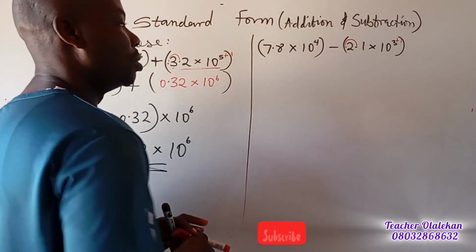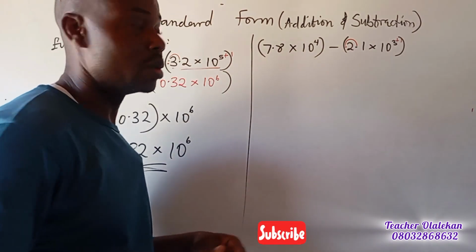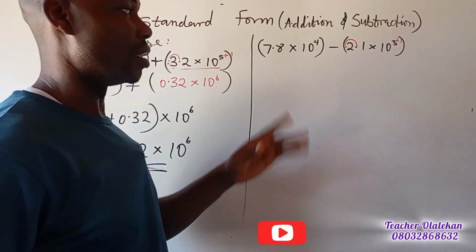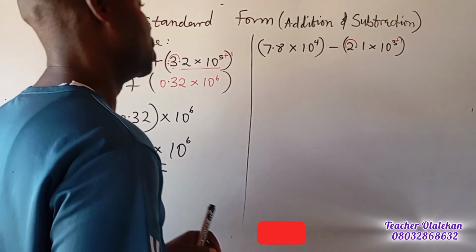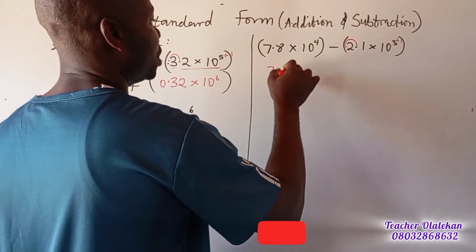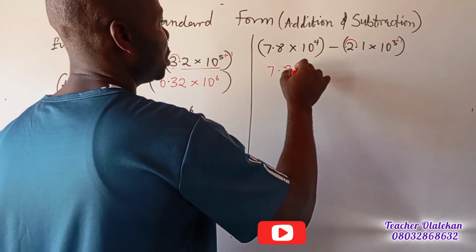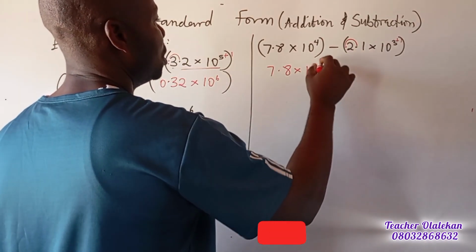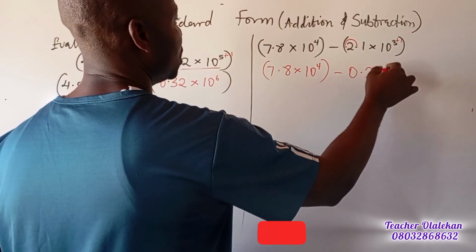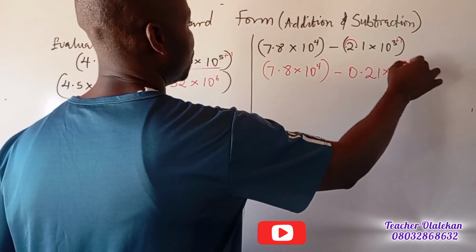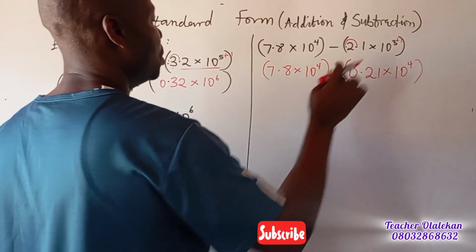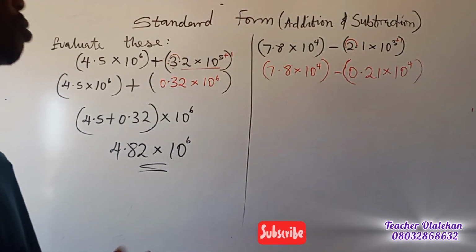If you do not know how to do that, you can watch the previous video, or you watch my all-in-one video that has everything about standard form. So that becomes 7.8 times 10 raised to power 4 in bracket minus 0.21 times 10 raised to power 4 in another bracket. So we are now good to go with our subtraction.